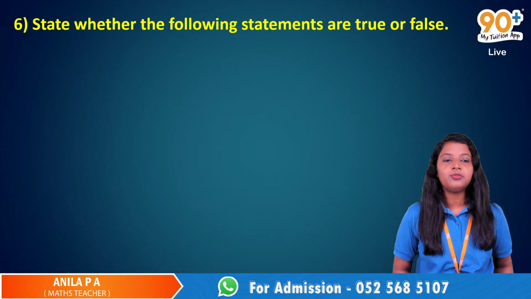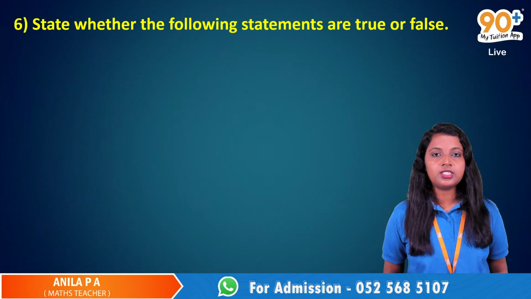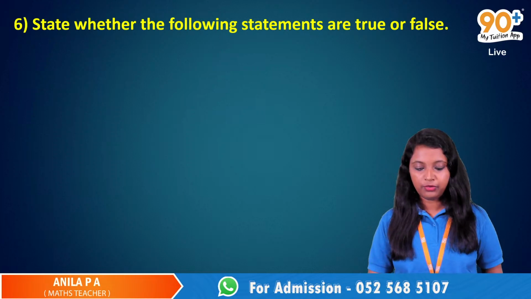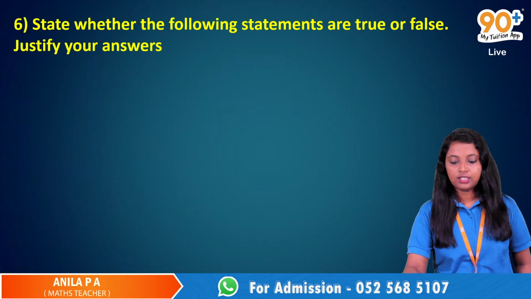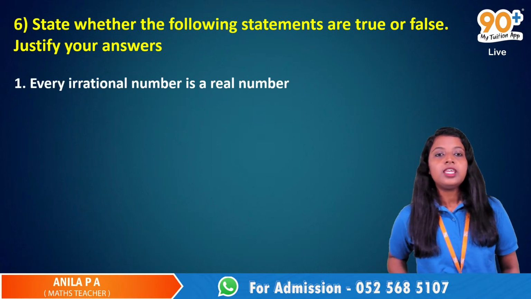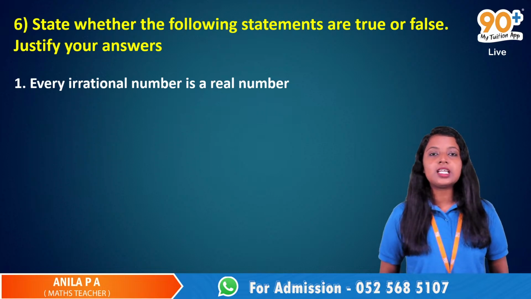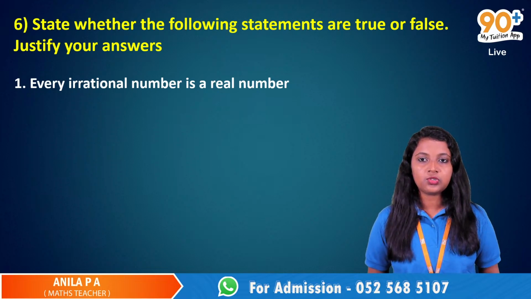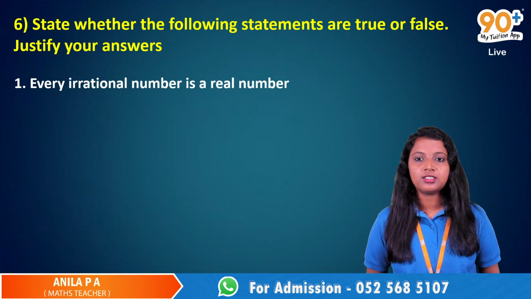State whether the following statements are true or false. You can just tell me whether the statements are true or false, and you have to justify your answers. Why is this true or false? The first: every irrational number is a real number. True or false?